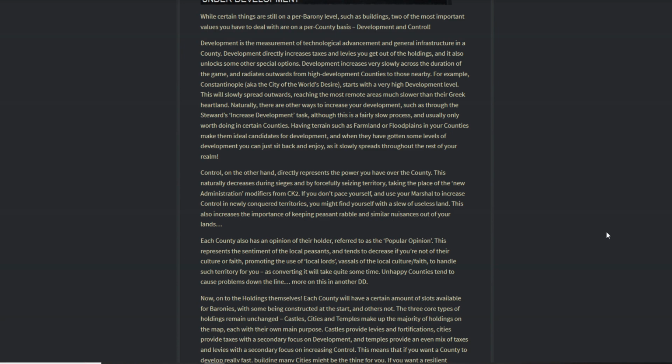Control, on the other hand, directly represents the power you have over the county. This naturally decreases during sieges and by forcefully seizing territory, taking the place of the new administration modifiers from CK2. If you don't pace yourself and use your marshal to increase control in newly conquered territories, you might find yourself with a slew of useless land. This also increases the importance of keeping peasant rabble and similar nuisances out of your lands.